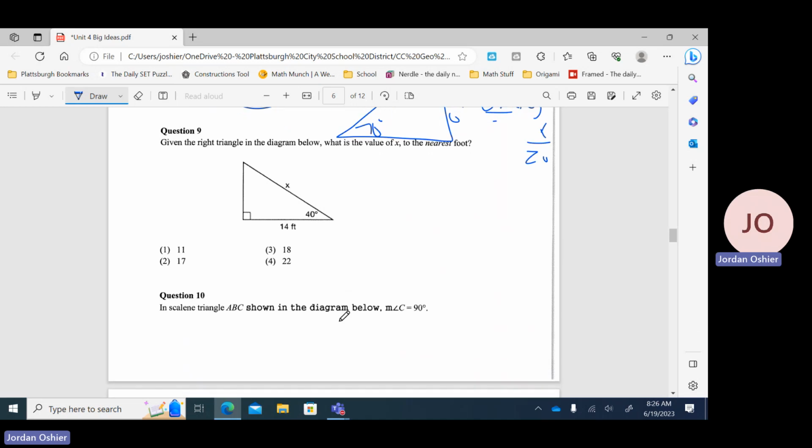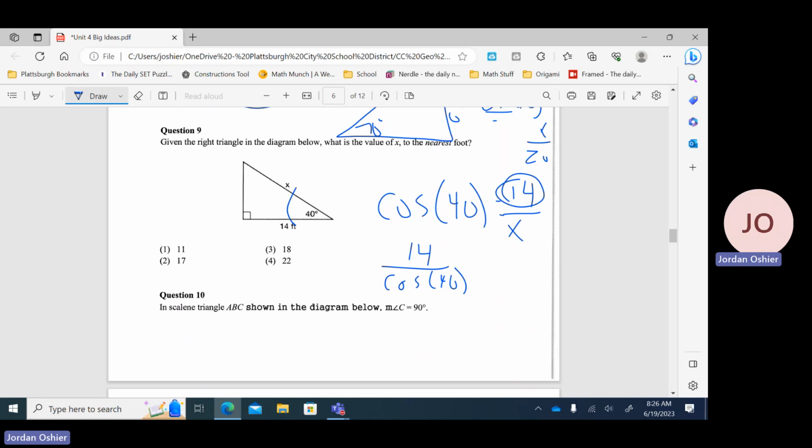We have a right triangle here. What is the value of x? So again, this is just going to be a cosine question. So cosine of 40 equals 14 over x. Now x is on the bottom. This is the first time that's happened on this review. So remember, when that happens, it's always this number divided by the trig function. Always, whenever x is on the bottom. So 14 divided by the cosine of 40 is 18.2, so that rounds to 18.